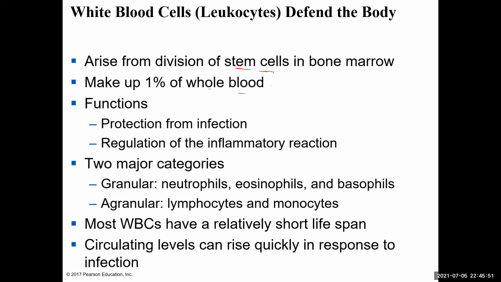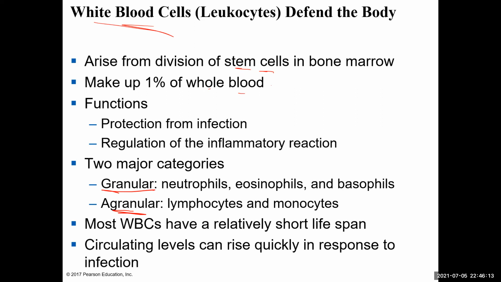And like that animation said, and like we showed earlier, we can divide white blood cells into two categories, granular and agranular. So granular cells have little structures that look like grains, kind of dots inside of those cells. And agranular, you don't see those.